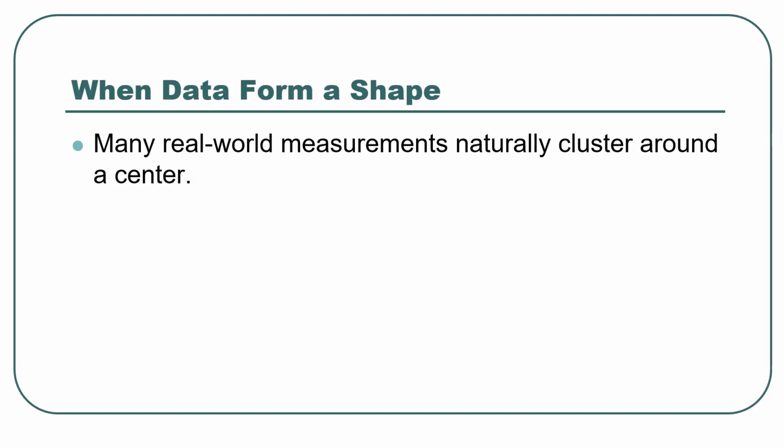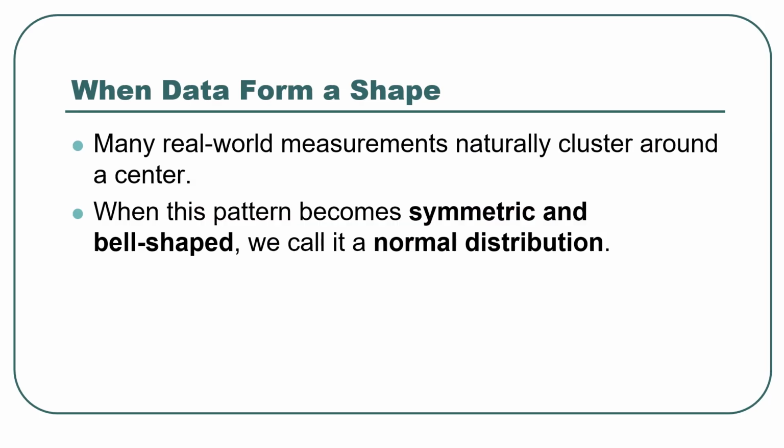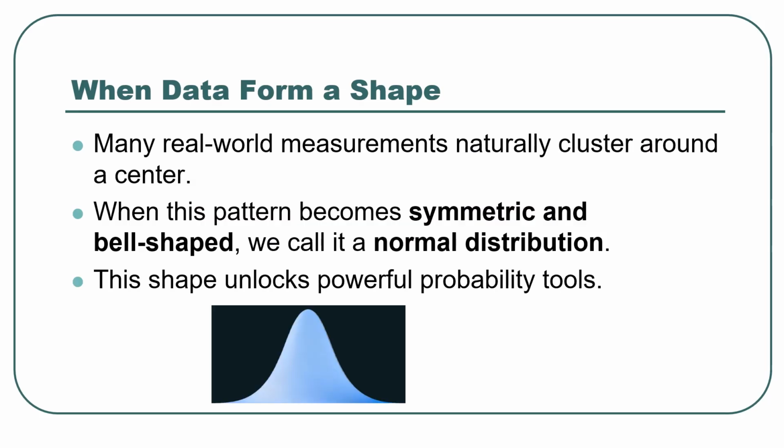Now, many real-world measurements tend to cluster around a center, and when that pattern becomes symmetric and bell-shaped, we call it the normal distribution. This shape is powerful. It lets us make probability statements very quickly.